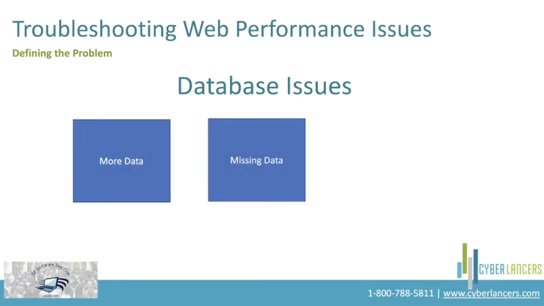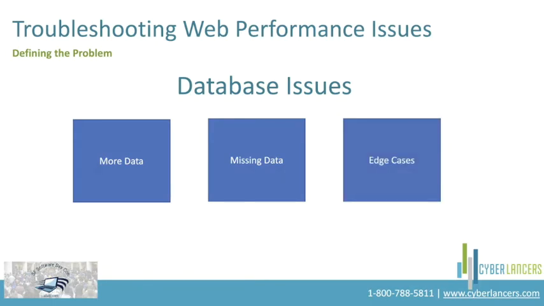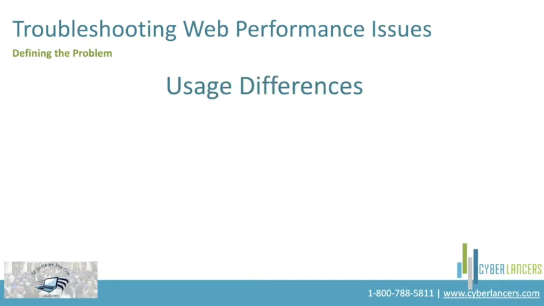Another could be missing data. You might have forgotten to run a script once you did your latest deployment, and something might be missing, an index that you had added, that all of a sudden results in a performance issue in production. Lastly, edge cases. There just might be data that you don't expect that is in production that's not locally, that causes some sort of an issue.